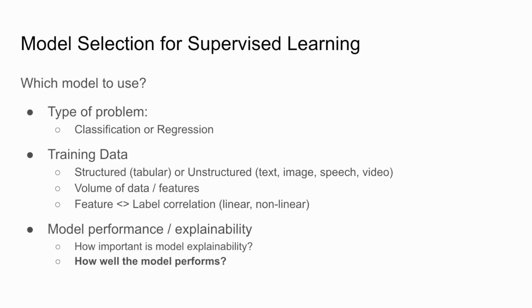Sometimes there's a trade-off between how well a model performs and how easy it is to explain the model's decision-making process. For example, simpler models like logistic regressions and decision trees are highly explainable, but often perform much worse than some opaque models like support vector machines and neural networks. Finally, of course, it all depends on the model's performance on that problem. And this is the part we will explore further in this lesson.